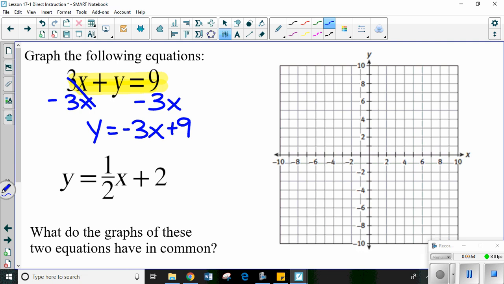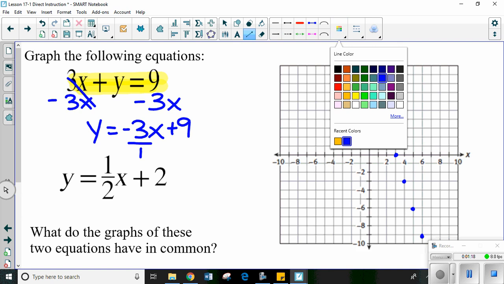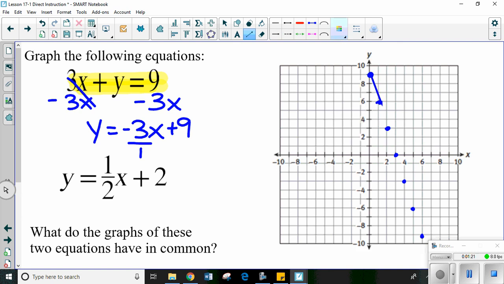So if I graph this, I'm going to plot my y-intercept at 9. And my slope is a negative 3 over 1. So I'm going to go down 3 boxes over 1, down 3 over 1. And make sure you're going in the correct direction so that your line is decreasing. And then I'm going to connect these. Make sure we're always using a ruler so that our line is straight.